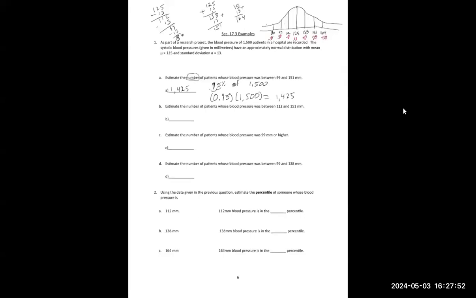All right, let's go on to part 2. All of these are going to be very similar. First, we're going to have to find out how much area is underneath, or how much percent of the data is between the two given cutoffs. Estimate the number of patients whose blood pressure is between 112 and 151. So here's 112 and here's 151. They're trying to figure out how much data is in here.